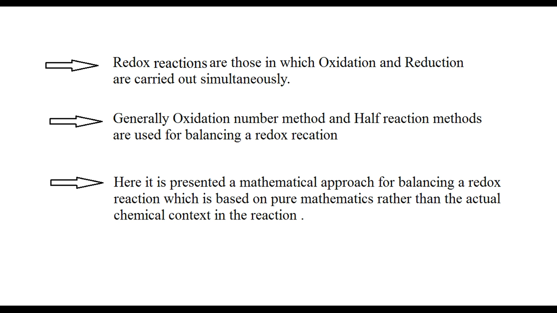Hello students, today we will learn how to balance a redox reaction. A redox reaction is a sort of reaction in which oxidation and reduction, both the processes, happen simultaneously. So generally the oxidation number method or half reaction method is used for balancing a redox reaction.